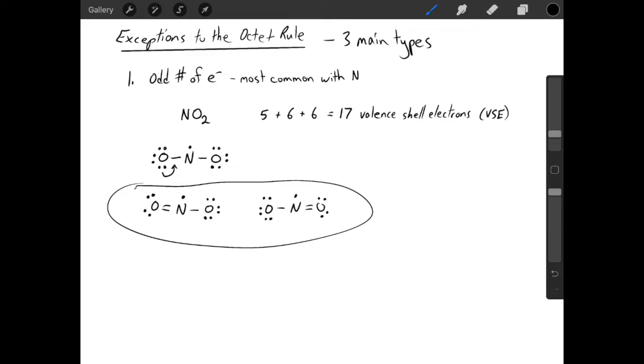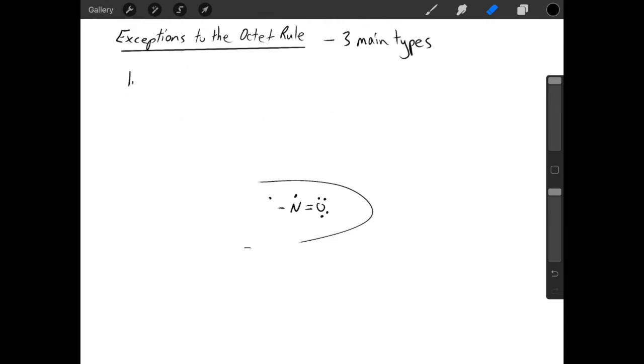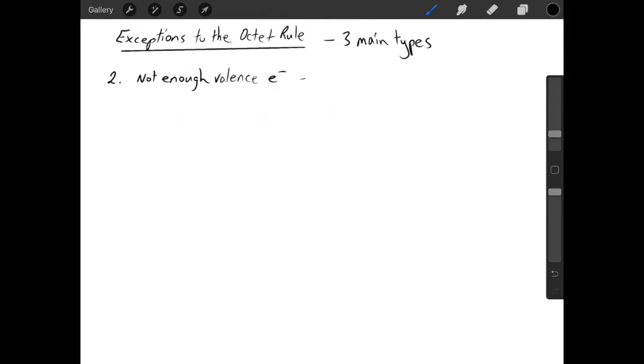The second exception to the octet rule is when you have not enough valence electrons. So sometimes you can run into situations where you simply just don't have enough electrons to make an octet. It's not that you have an odd number that it's difficult to make the octet work, it's that you've just physically run out of electrons. And this situation is most common with boron and beryllium.